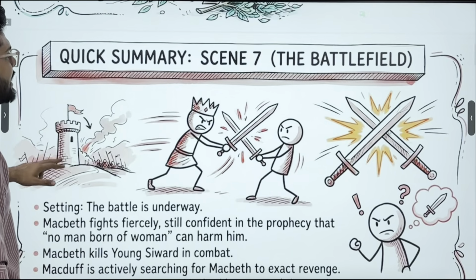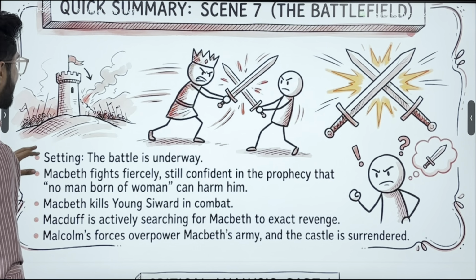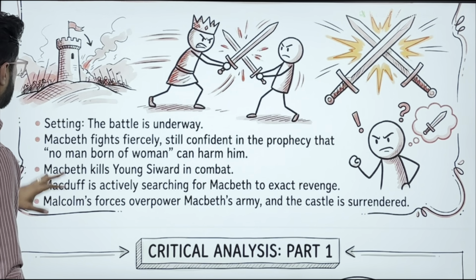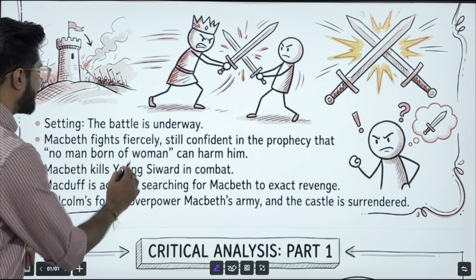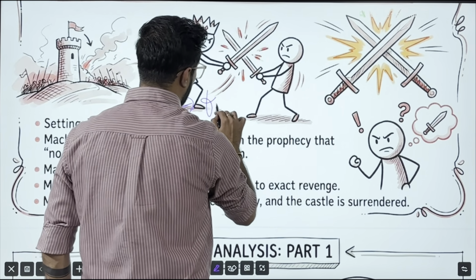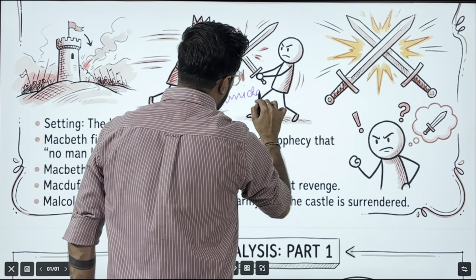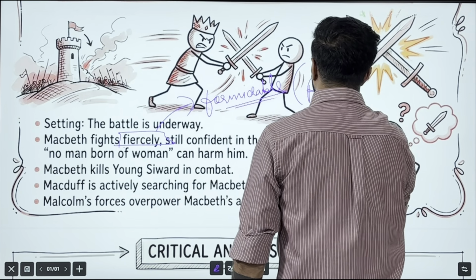And then followed by Scene 7, where the battle actually begins. The setting is somewhere on the battlefield. The battle is underway. Macbeth fights fiercely. Okay? He appears formidable because he continues to rely upon the witches' prophecy.